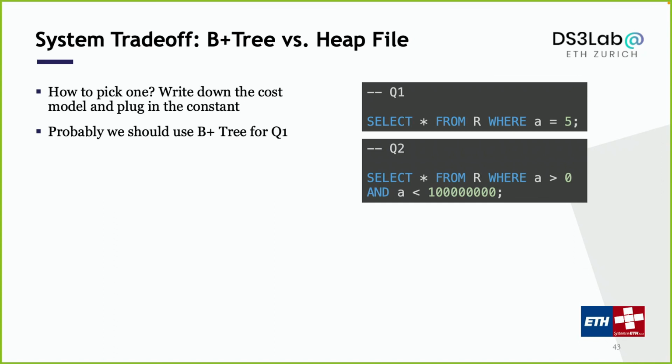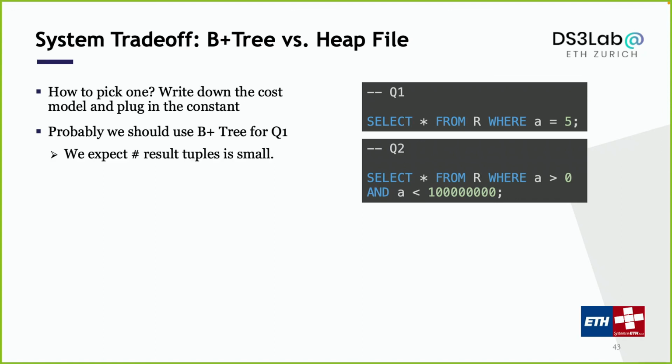So for Q1, there could be a case where you want to sequential scan. For example, all the tuples have a equals 5, so then you sequential scan. In the database, it's going to try to estimate how many tuples are going to be returned, and then try to pick that for you. But as you can see, even for Q1, there could exist a database instance where sequential scan is faster.